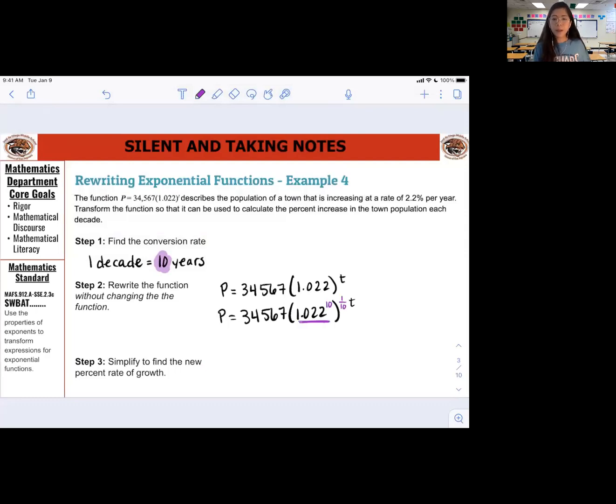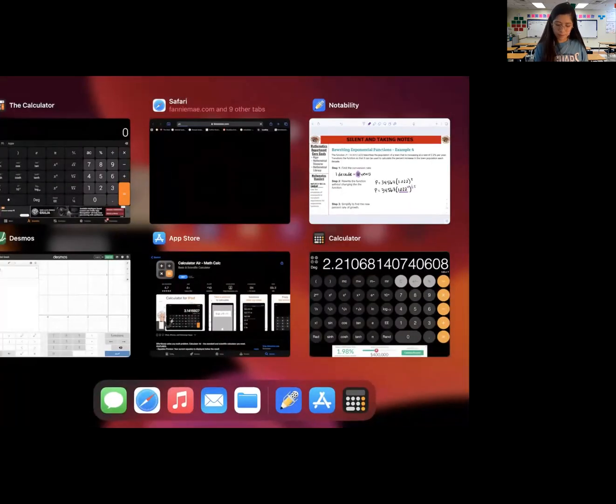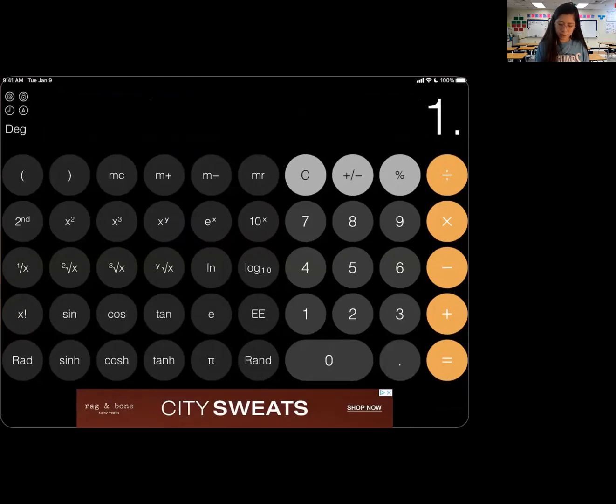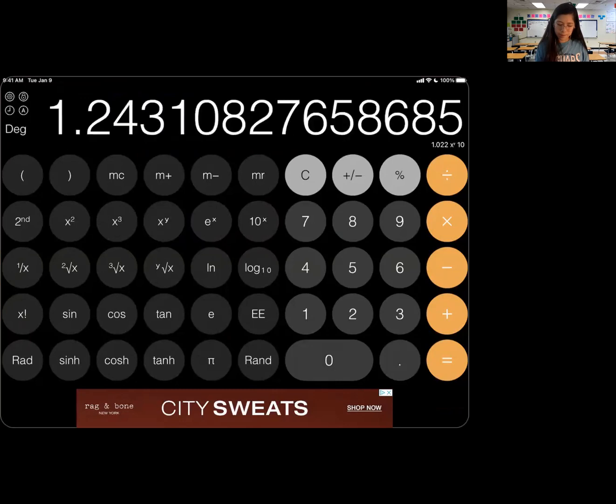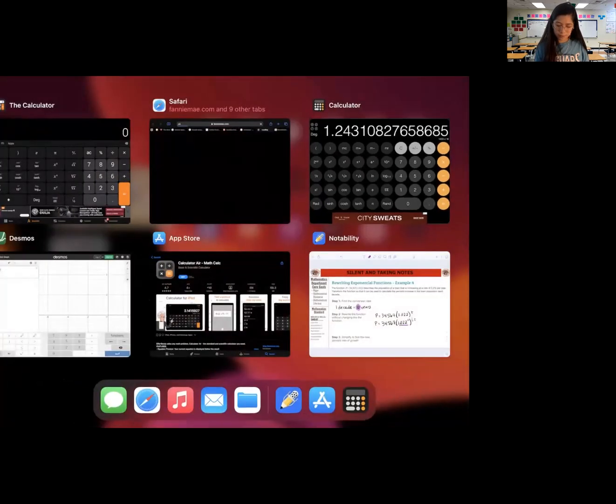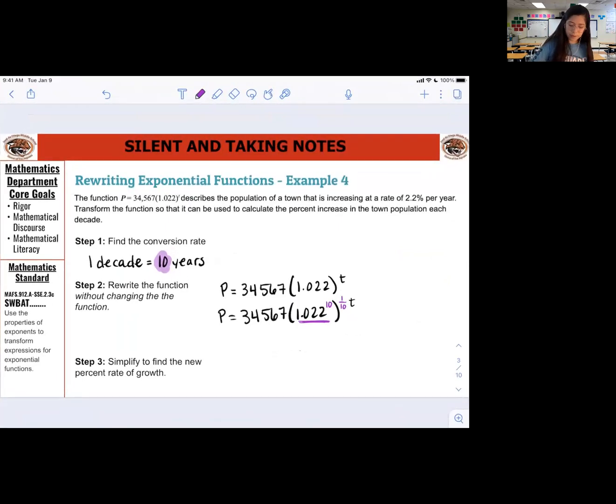Okay. Well, now I'm going to go into my calculator, 1.022 to the power of 10. 1.022 to the power of 10 is 1.243. So here's my new function: 1.243 to the power of 1/10 t.